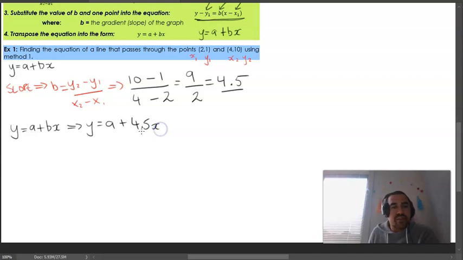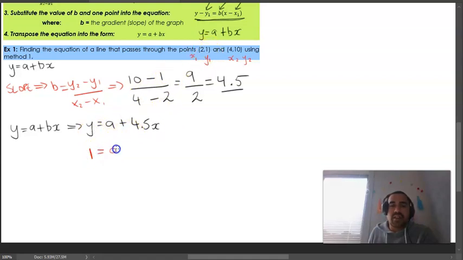4.5x. And the step is saying, choose one of these points. I'm going to choose (2, 1) because it's lower numbers. And instead of x within this equation, we're going to substitute it for 2. And instead of y in this equation, we're going to substitute it for 1. So this, not necessarily rearranged, but this new format of the equation should look like this. 1, so y is equal to 1 in this case.